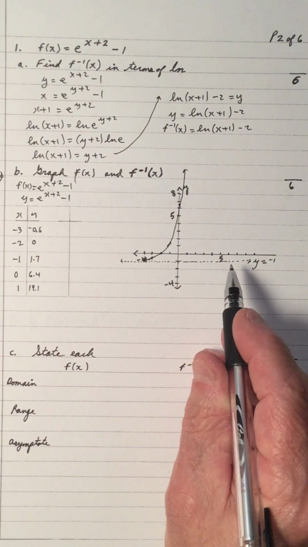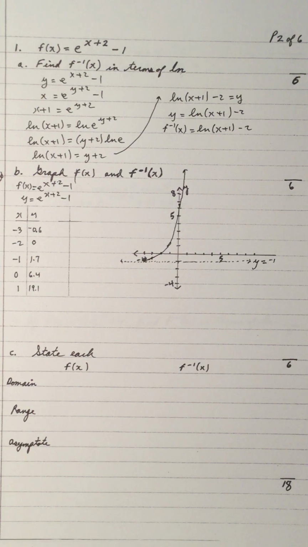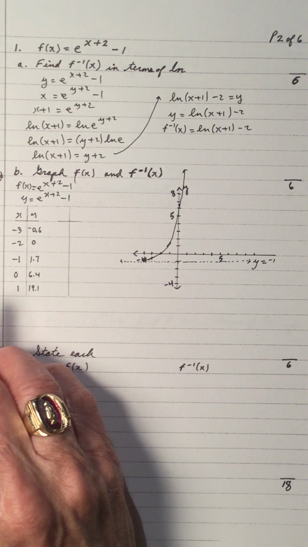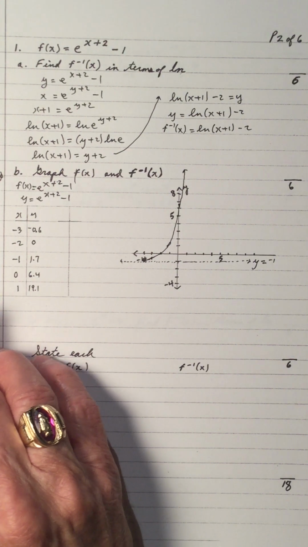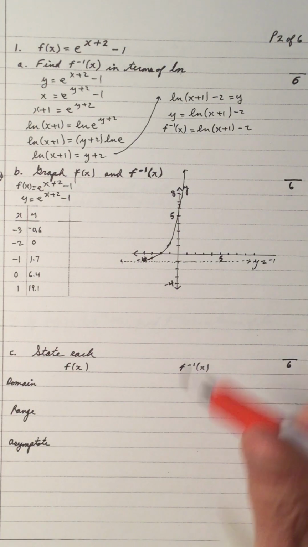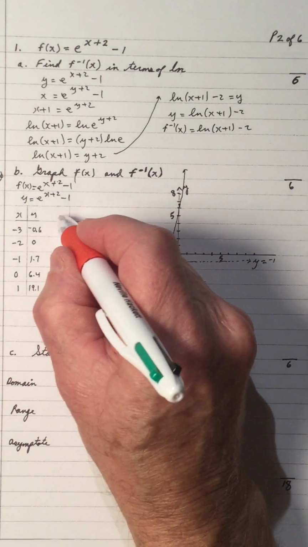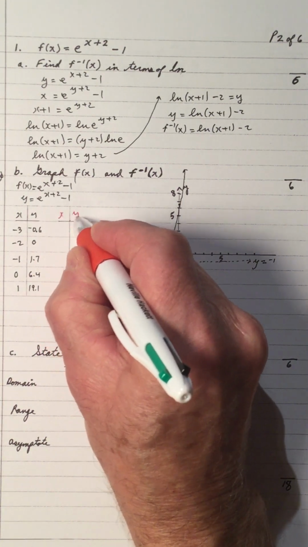This is the exponential. Now what I'm going to do is use a different pen here and do the graph of the inverse in red. But what I know is that this is an x and a y.